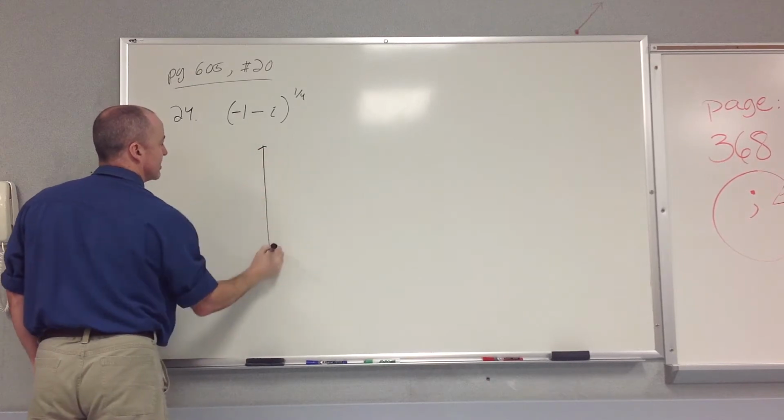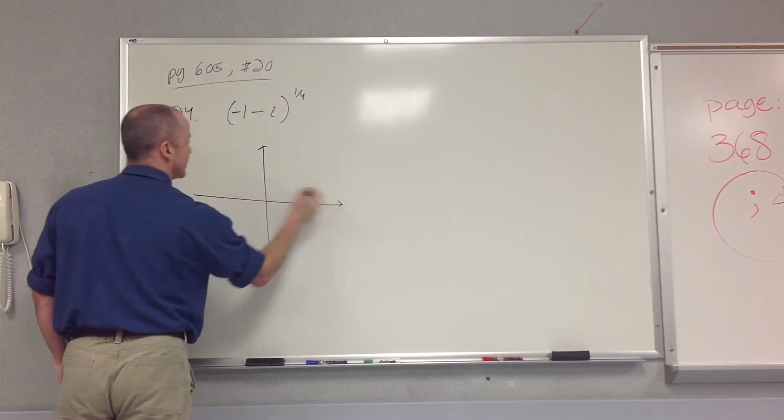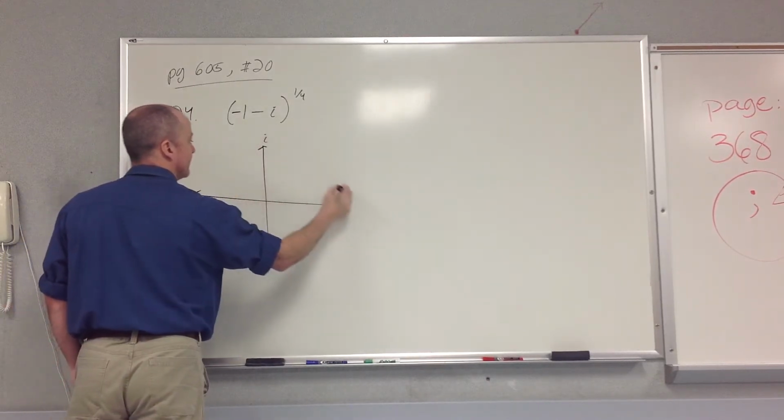Where is negative 1 minus i on the complex plane?